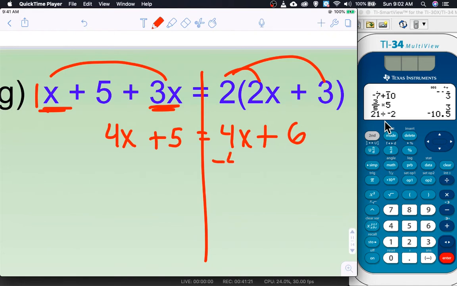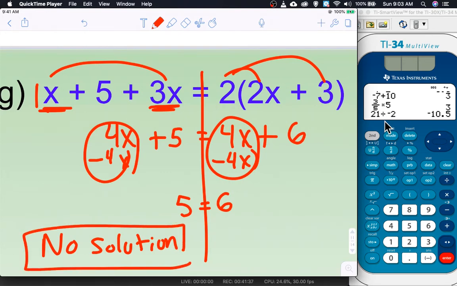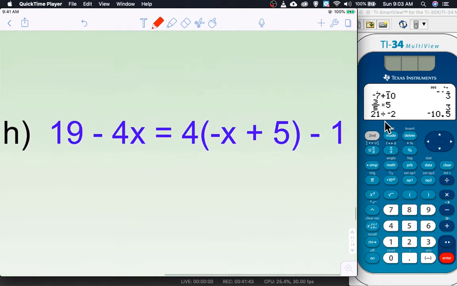I can see that when I subtract 4x on both sides, both of those 4x's are going to cancel. And I'm going to have 5 equals 6, which is not true. So this problem has no solution. And we're done. There's letter H.